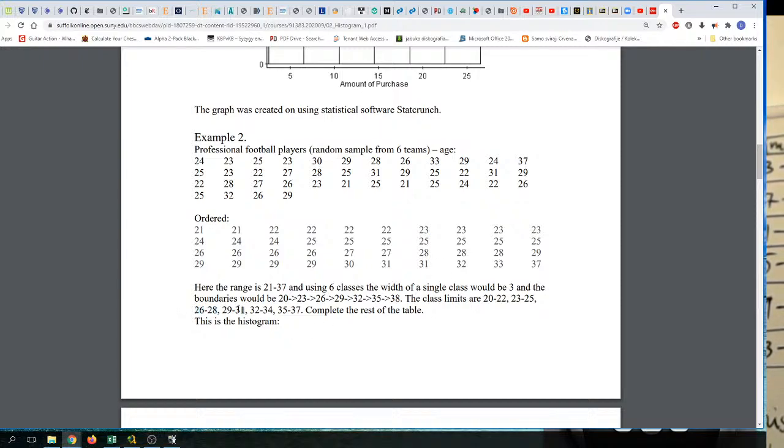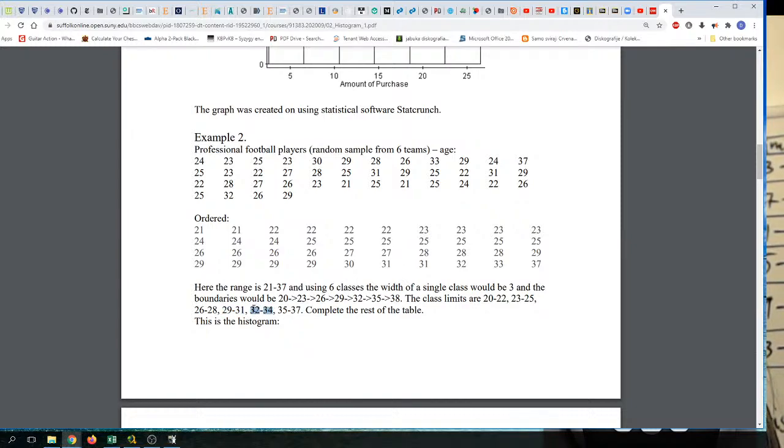Okay, now the next class is 29 to 31. Right? Those are the limits. So I'm thinking what is here 29, 30, 31. So let's see. 29, 1, 2, 3, 4, 5, 30, 6, 31, 7, 8. 8 is the fourth class.